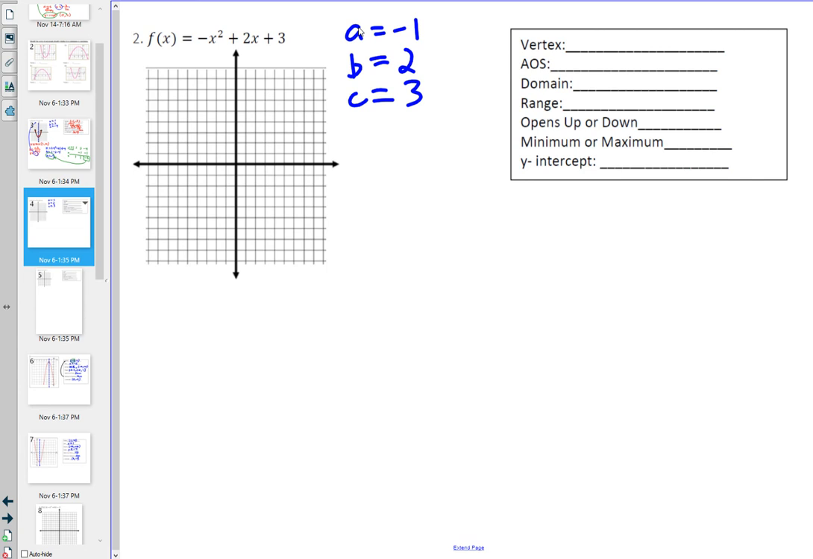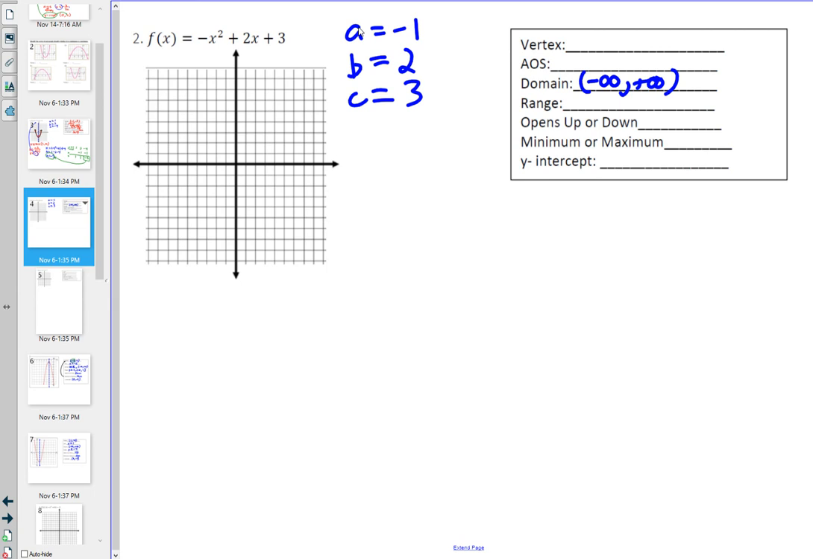Can we already tell what the vertex is going to be? No, not without a little bit of work. Can we tell what the axis of symmetry is going to be? Not without the vertex. Can we tell what the domain is going to be? You can say all real numbers, or you can say negative infinity to positive infinity, with parentheses. Can we tell what the range is going to be? Not without the vertex. You need the vertex for the range, because remember, you're going to turn around. You don't know where you're turning around at.